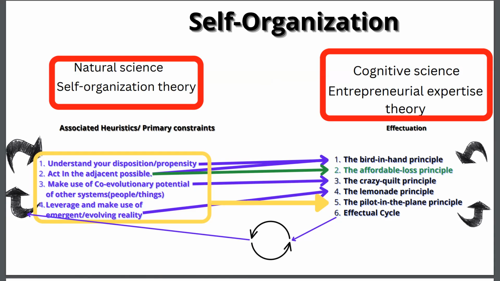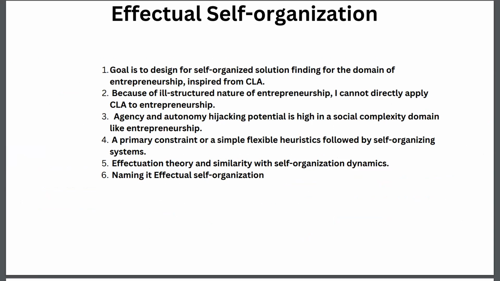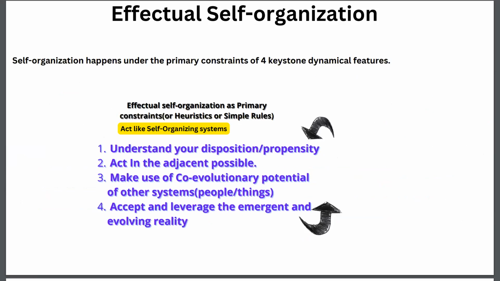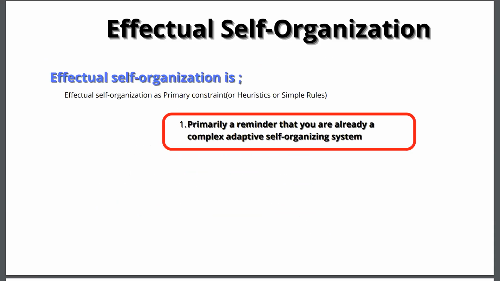So the key difference is that what I propose here is based on natural science and self-organization theory, and what Saraswati proposes is based on cognitive science and is also proposed as an expertise theory. Now, it is important to note that I named this simple flexible heuristics as effectual self-organization because of this similarity with effectuation theory. It is also important to note that effectual self-organization should be seen primarily as a reminder that you are already a complex adaptive self-organizing system. It shouldn't be directly considered a prescriptive model. It is not primarily a prescription.